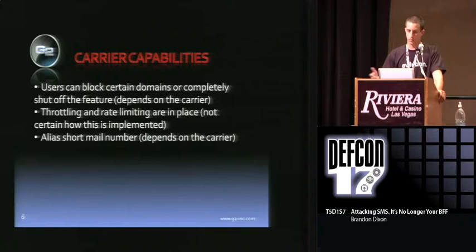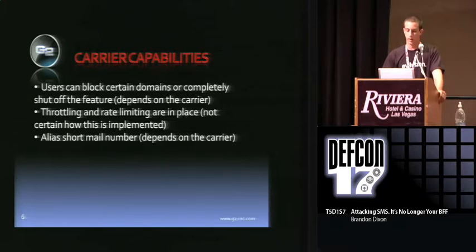So, some of the carrier capabilities that I did discover, and actually in coordination with the DEF CON talk, they put me through Sprint and Verizon and some other carriers, and I was able to speak with them to see what protection measures they had in place. They couldn't tell me everything about their infrastructure, obviously, but they could tell me enough that there was some protection for the user. So obviously, as I said before, users can block certain domains or completely shut the feature off, depending on the carrier.